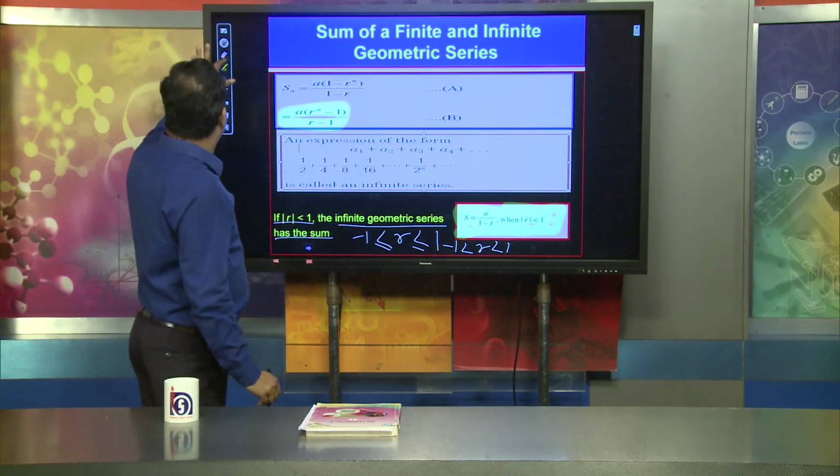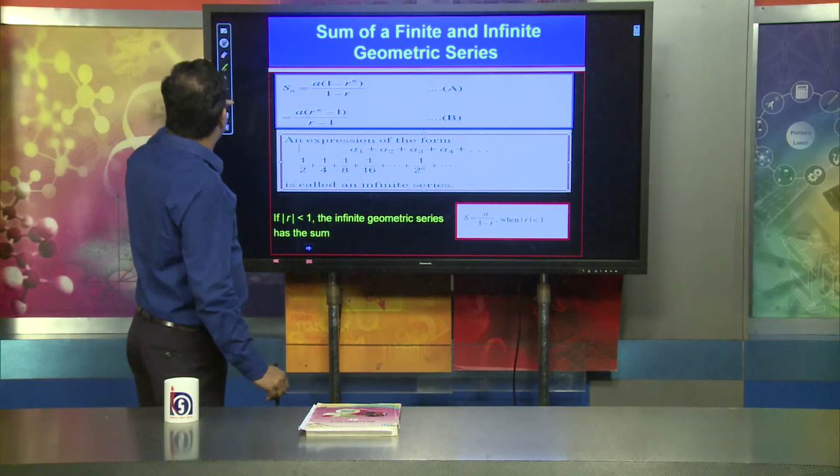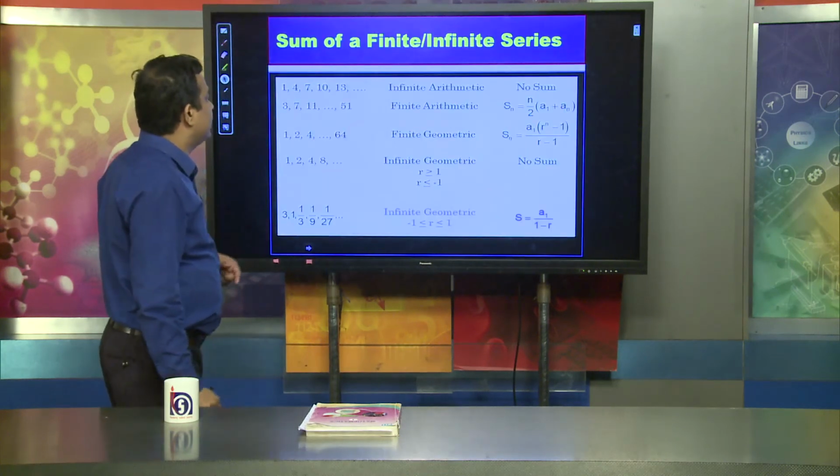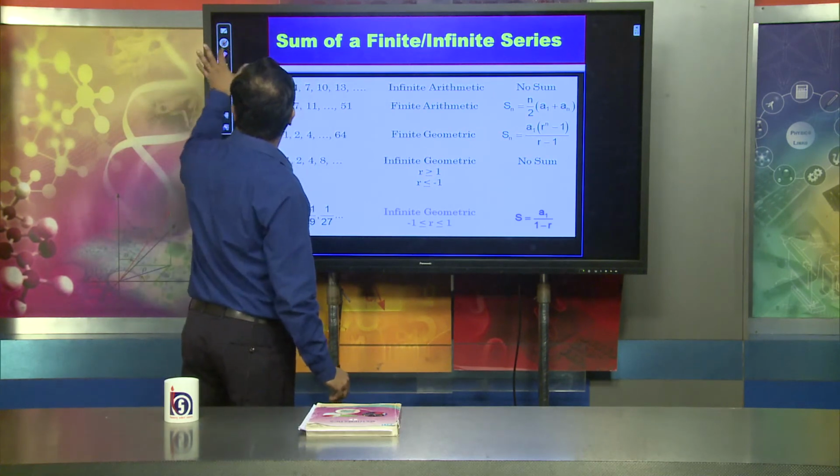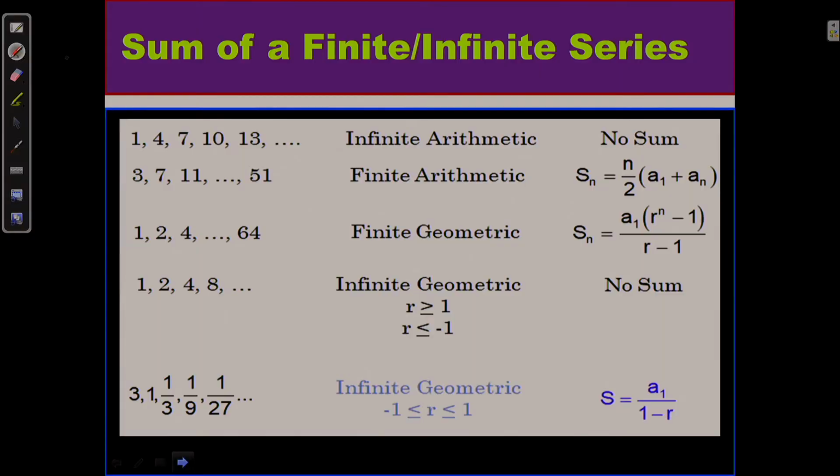Let us discuss by taking an example. It is the summary, dear learners. The very important thing is that we must understand the formula. Formula means we have summarized that formula. Suppose 1, 4, 7, 10, 13, you remember, this is an infinite arithmetic progression. When talking about an infinite arithmetic progression, we cannot find out the sum. This is in case of arithmetic progression.